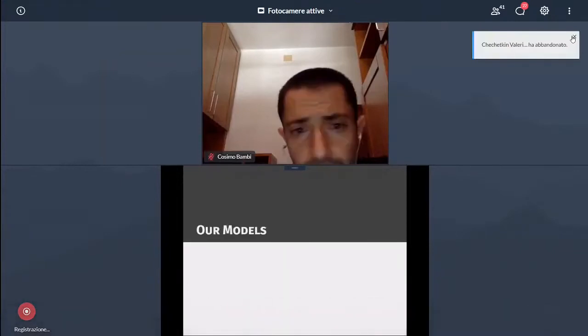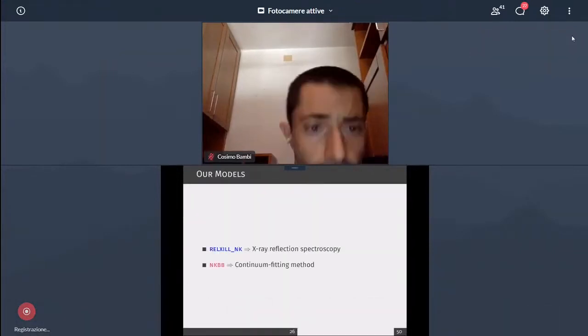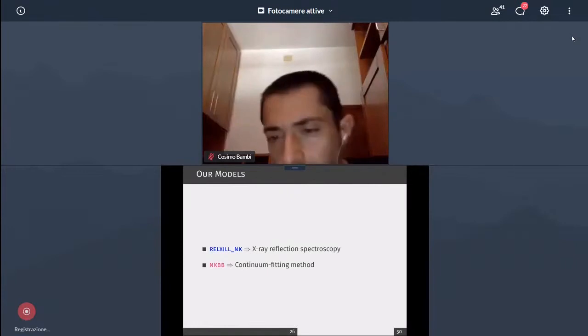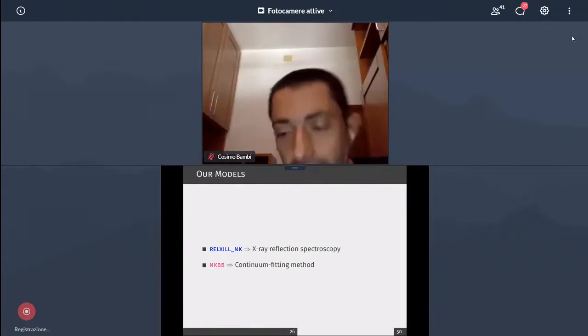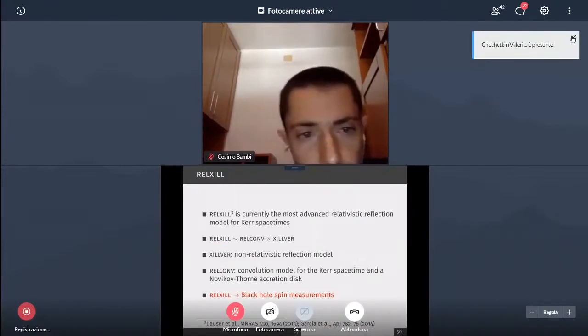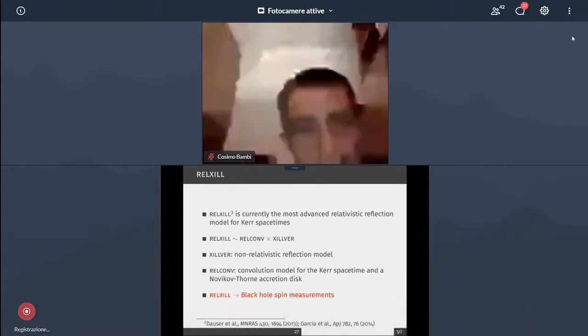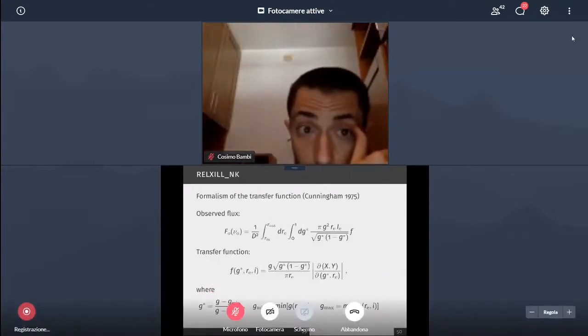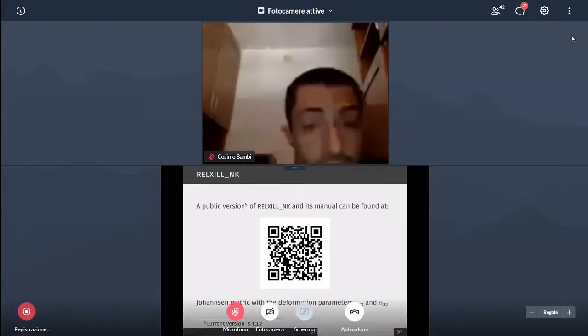About the model, we have these two models. The names are RELXILL_NK and NKBB. RELXILL_NK is for fitting the X-ray reflection spectrum, and NKBB is to fit the thermal spectrum of the accretion disk. The names have no particular meaning; they are just due to the names of previous models. These are basically extensions to non-Kerr metrics of previous models. I don't have time to discuss them in detail. I can only say that in the case of RELXILL_NK, we have a public version, which can be downloaded from this website, where this is the QR code.